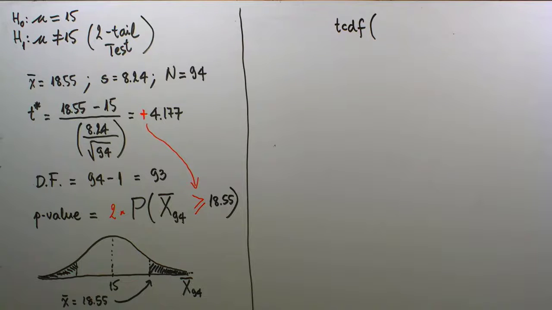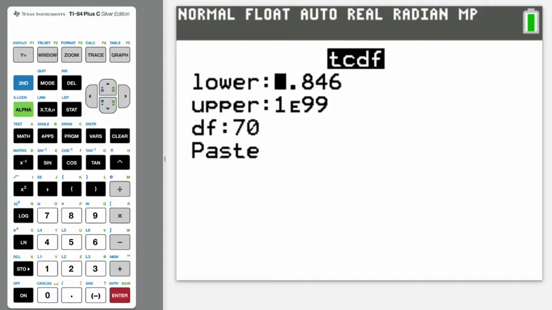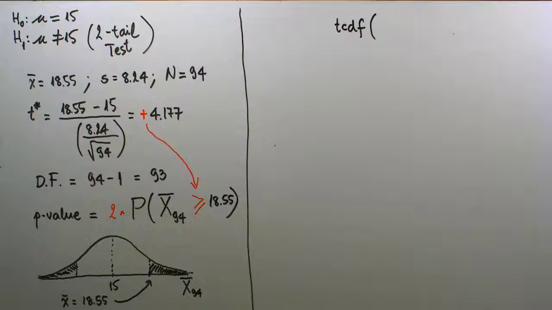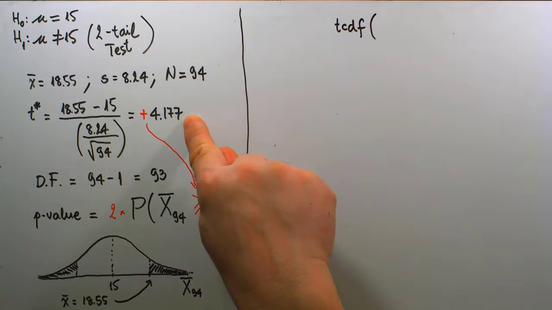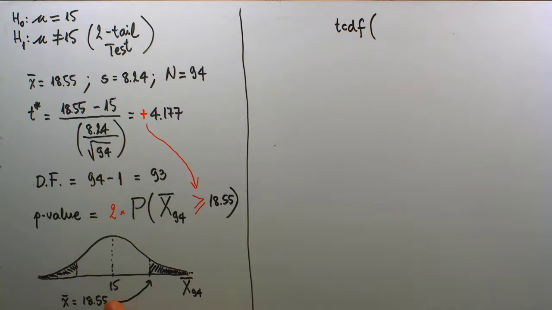Now one more time, looking back at the area that we're calculating here, this area has a definite low end at 18.55 and an indefinite upper end. But unfortunately, this tcdf program will only take a t value, and that's the whole reason why we calculated this t star, because this t star is the corresponding t value for our sample mean 18.55.